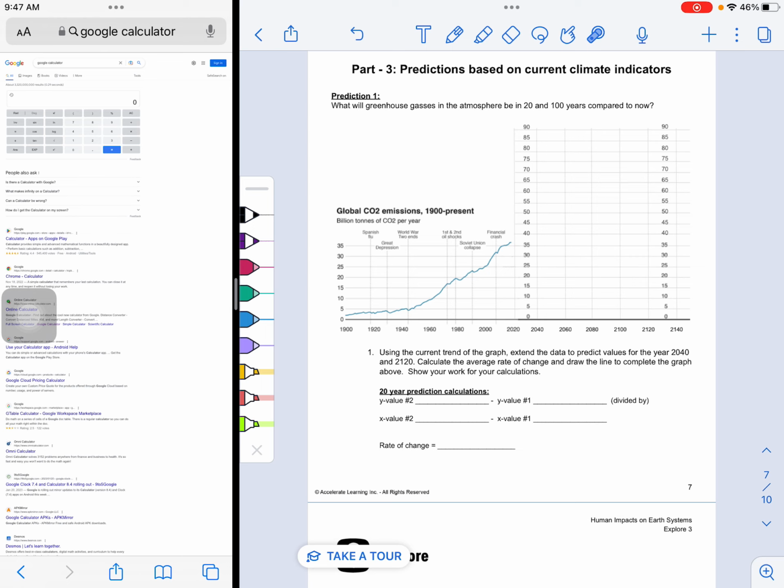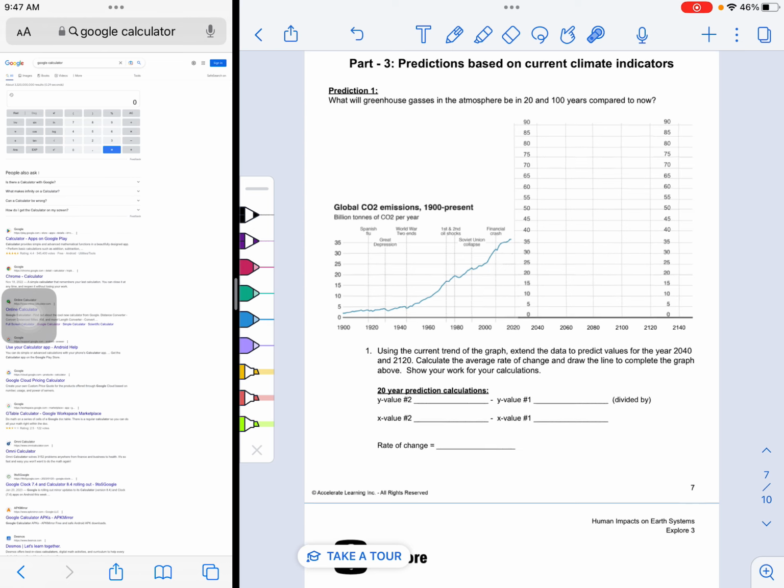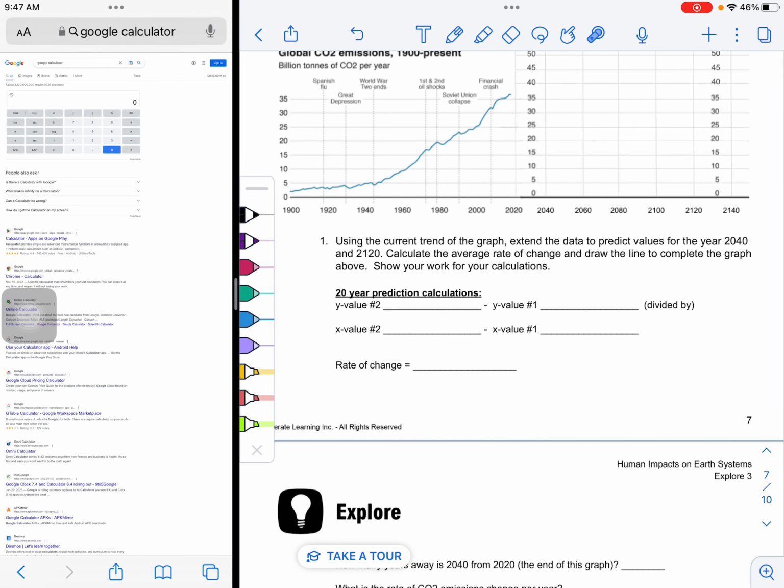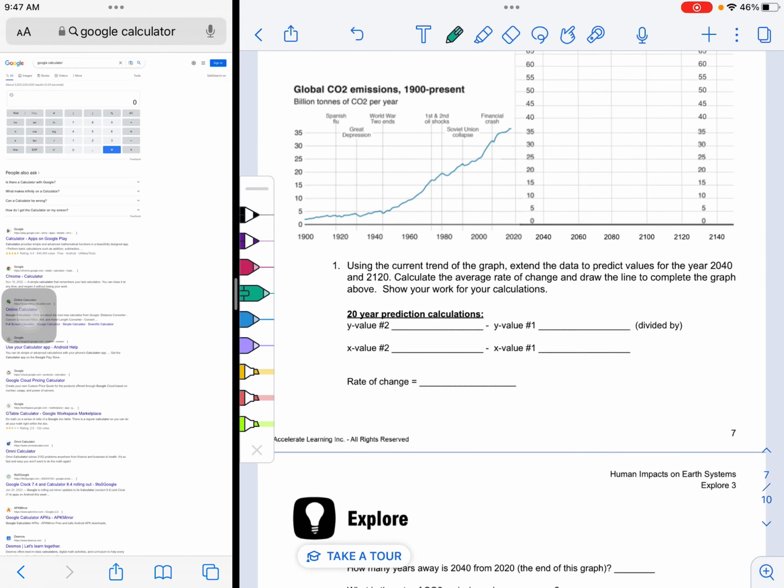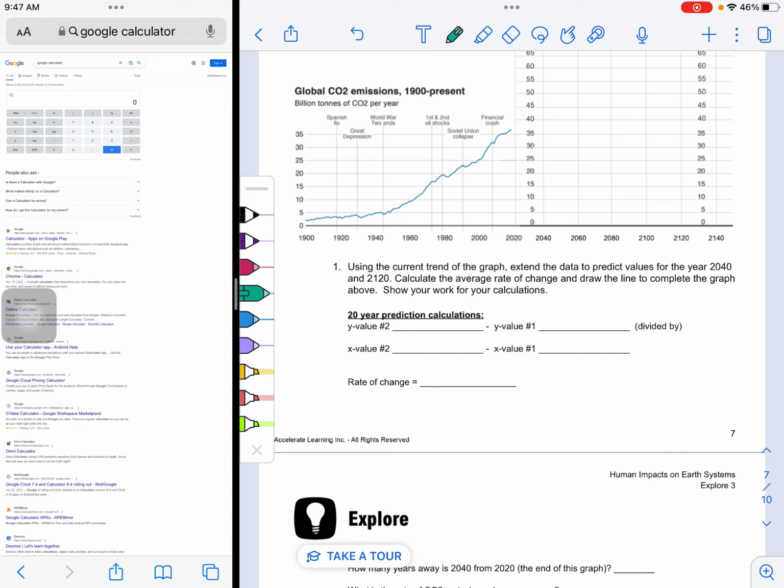So we've got our current graph right here. We want to use that to predict forward, so we need to grab some data. My recommendation in class was to use some recent data. So I'm going to recommend that you use 2020 and the year 2000 for your data points. That's, of course, right here on the graph and here on the graph.